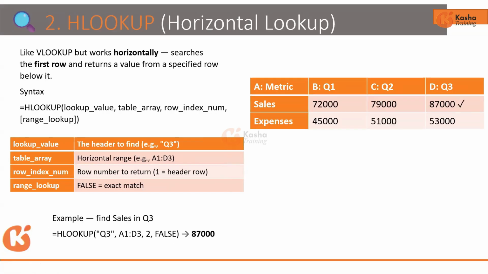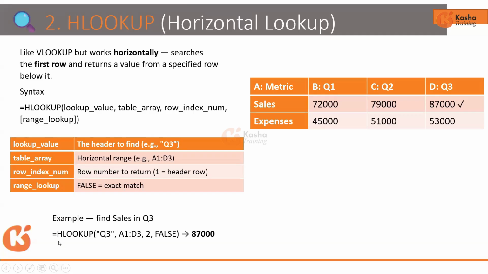Let's see what a horizontal lookup is. So horizontal lookup searches for the first row and then returns the value for the specified row. So in this case, we make a search with a column. So for example, here, find the sales in Q3. So this is Q3 and we want to find the sales.